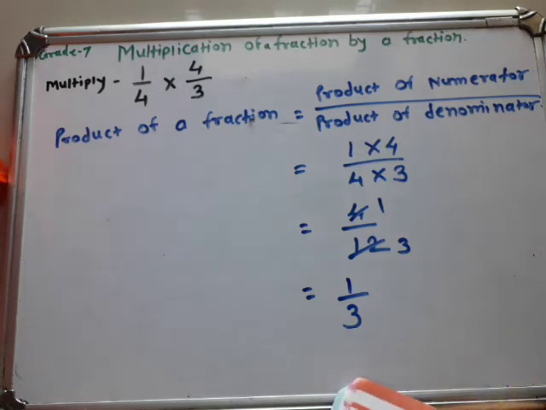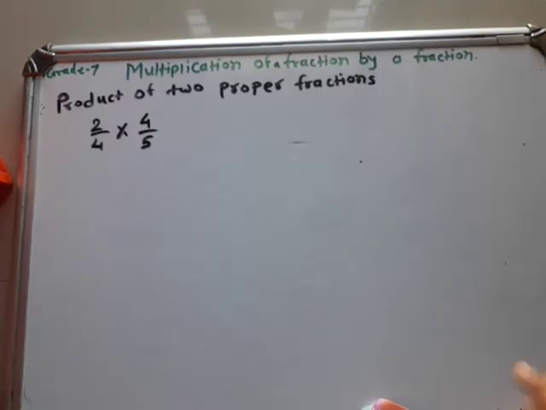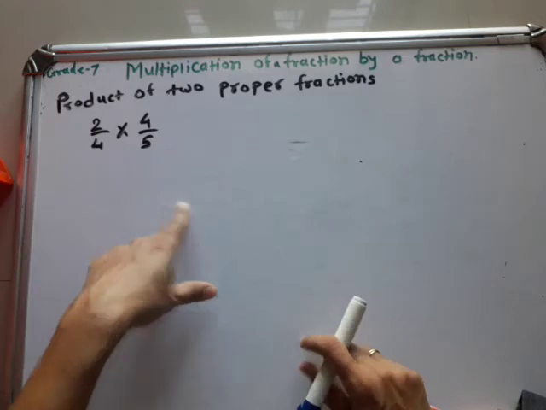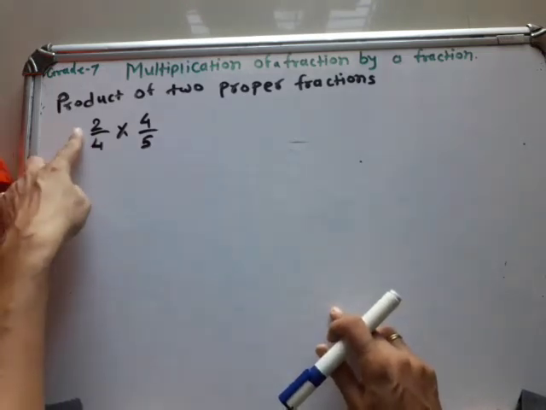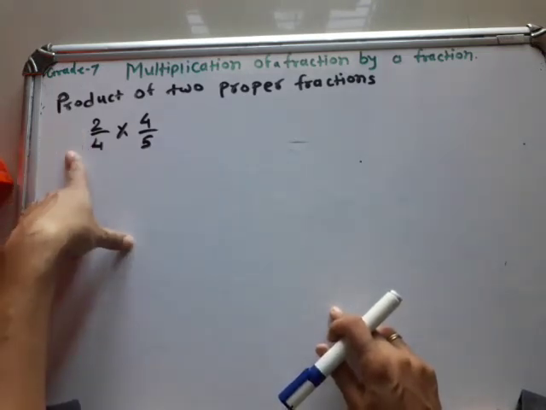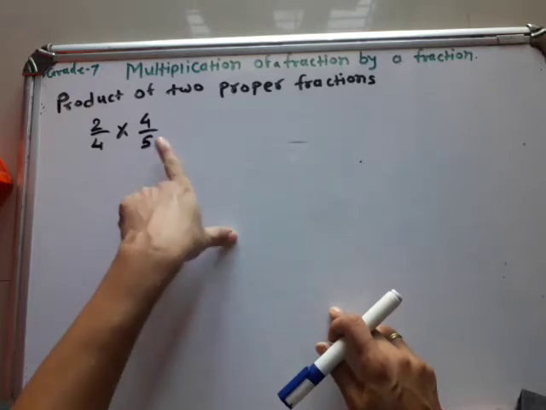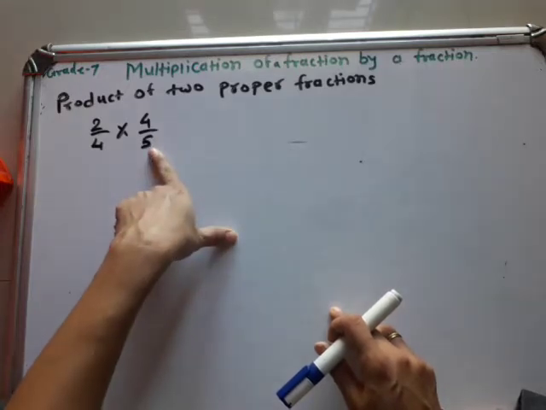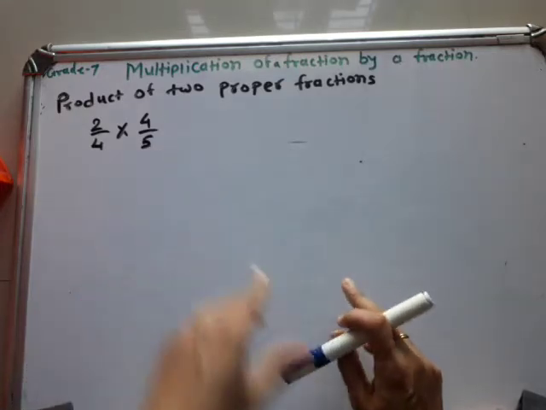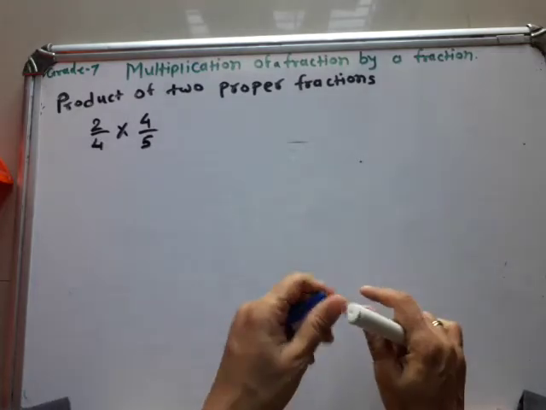Okay, exercise 2.3. Now see here, product of two proper fractions. See, in this figure you have to find the product of two proper fractions. See here, the numerator is smaller and the denominator is greater. Here again, the numerator is smaller and the denominator is greater. So this is a proper fraction. Okay, so here we find the product of two proper fractions.